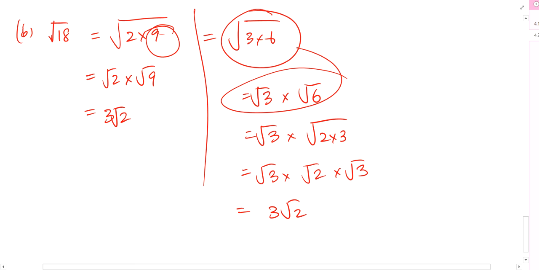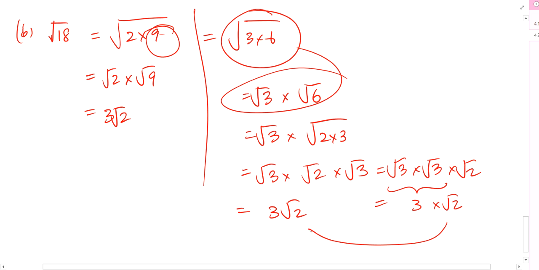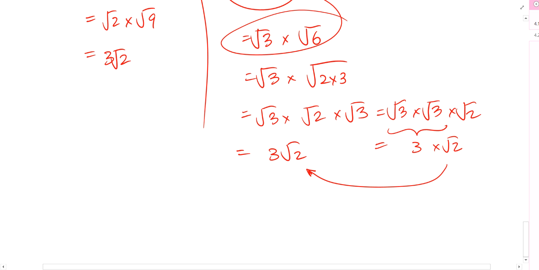Okay? Your turn to try. Practice now 4. How do you get 3? This one? Okay. From this step, this is square root 3 times square root 3 times square root 2. Okay? So your turn to try. Practice now 4A to D.